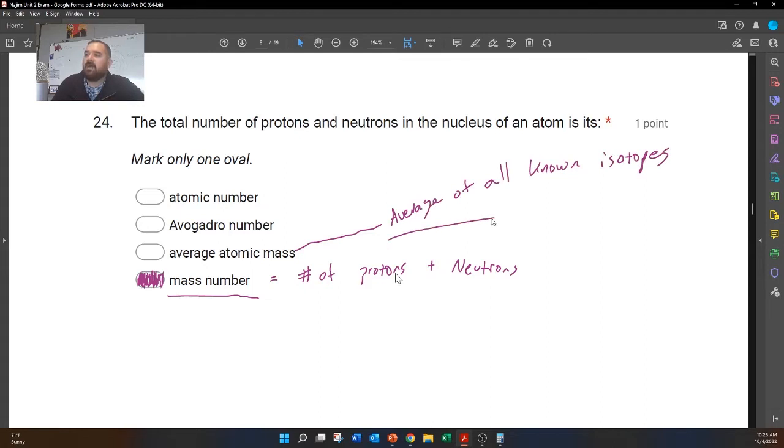If you don't know this, I would write this down. But the average atomic mass, this is the one that you see on the periodic table. There will be a question about this on the test. And you need to know that the average atomic mass is the average of all the known isotopes.